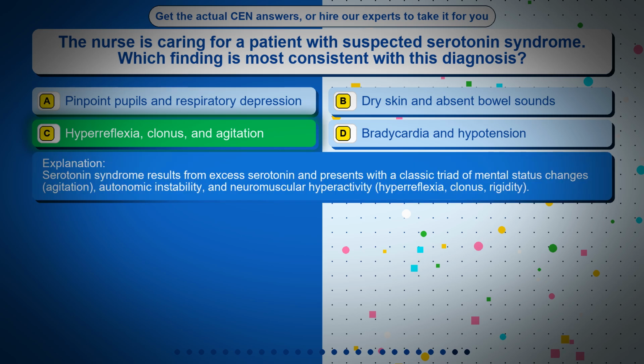Serotonin syndrome results from excess serotonin and presents with a classic triad of mental status changes, agitation, autonomic instability, and neuromuscular hyperactivity: hyperreflexia, clonus, rigidity.